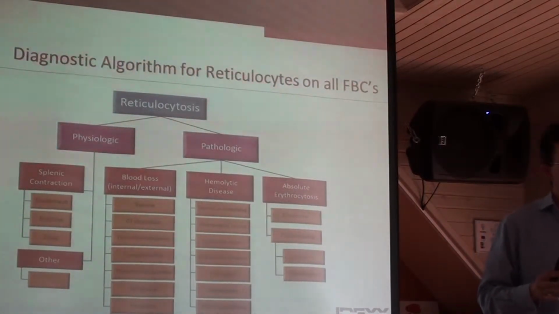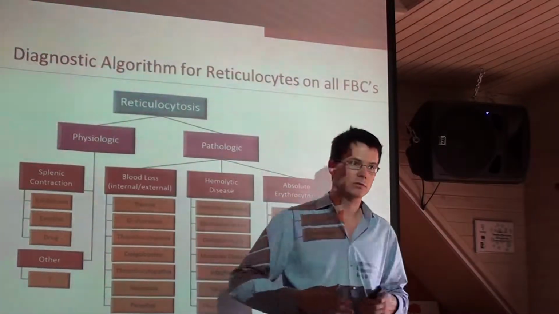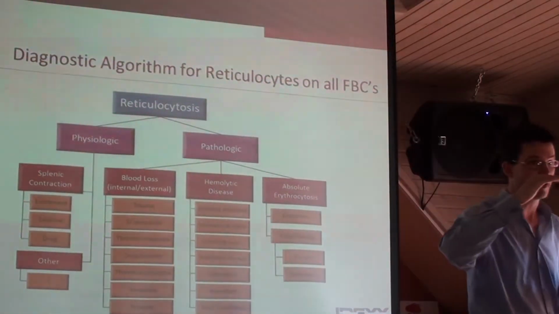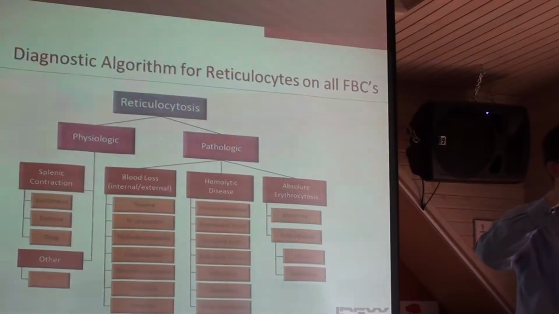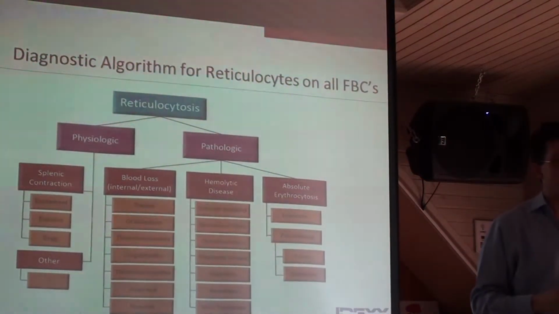However, we need a word of caution because when an animal has a splenic contraction, you see an increase in the hematocrit due to extra red blood cells joining the circulation, but we see an even greater increase in the circulating reticulocytes.